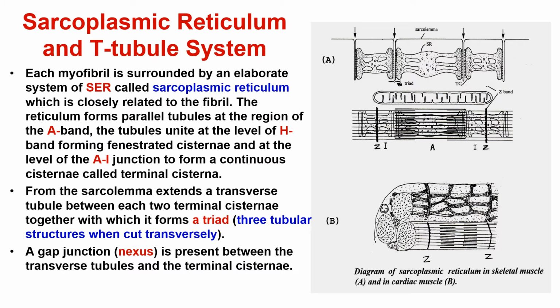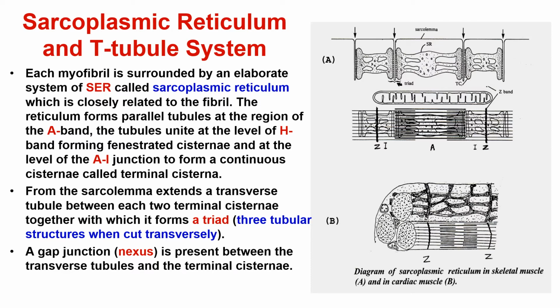Unlike other cells in our body, the smooth endoplasmic reticulum of the skeletal muscle fiber forms an elaborate membrane system called sarcoplasmic reticulum. At the A band, the sarcoplasmic reticulum gives parallel tubules. These tubules form fenestrated cisternae at the H zone. On the other side of the parallel tubules, at the AI junction, these tubules form terminal cisternae.